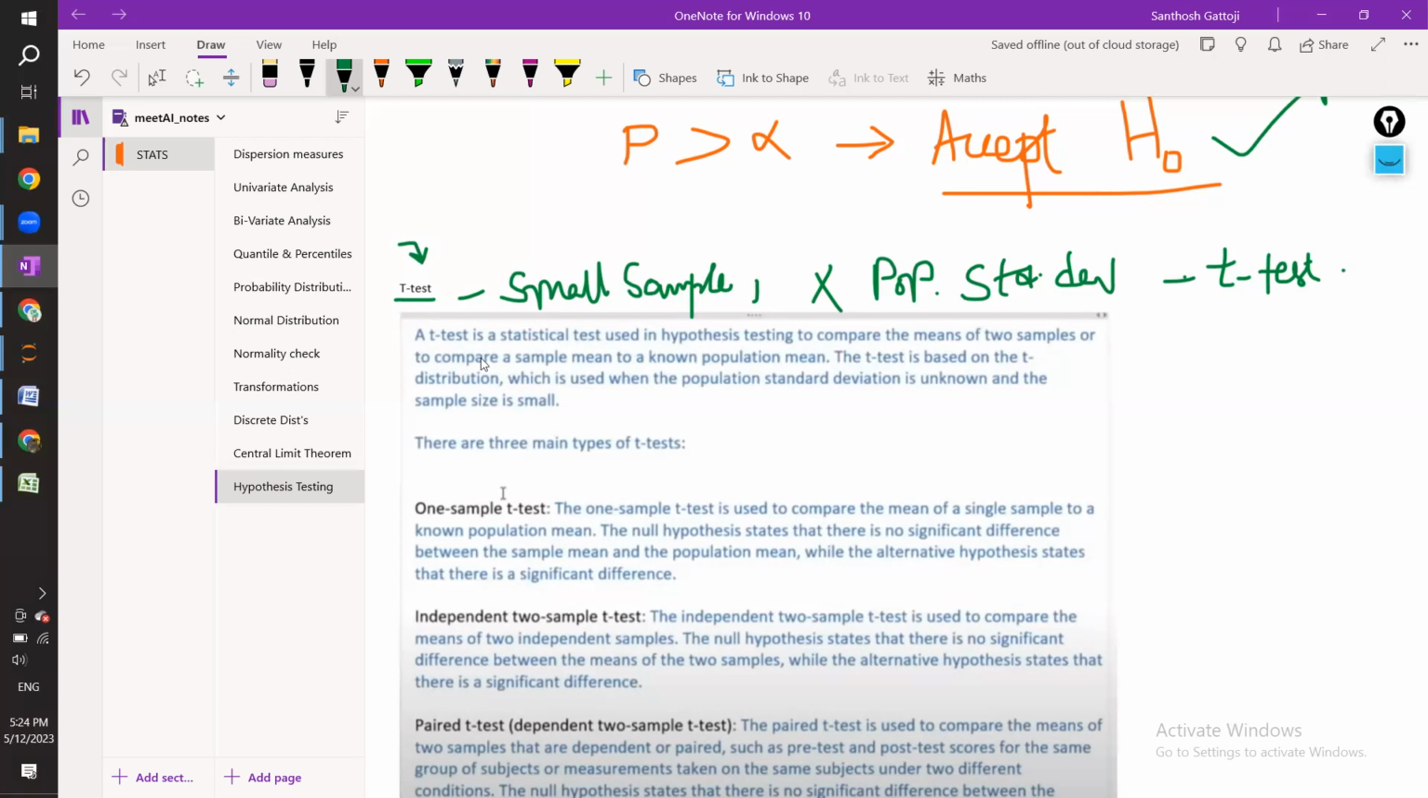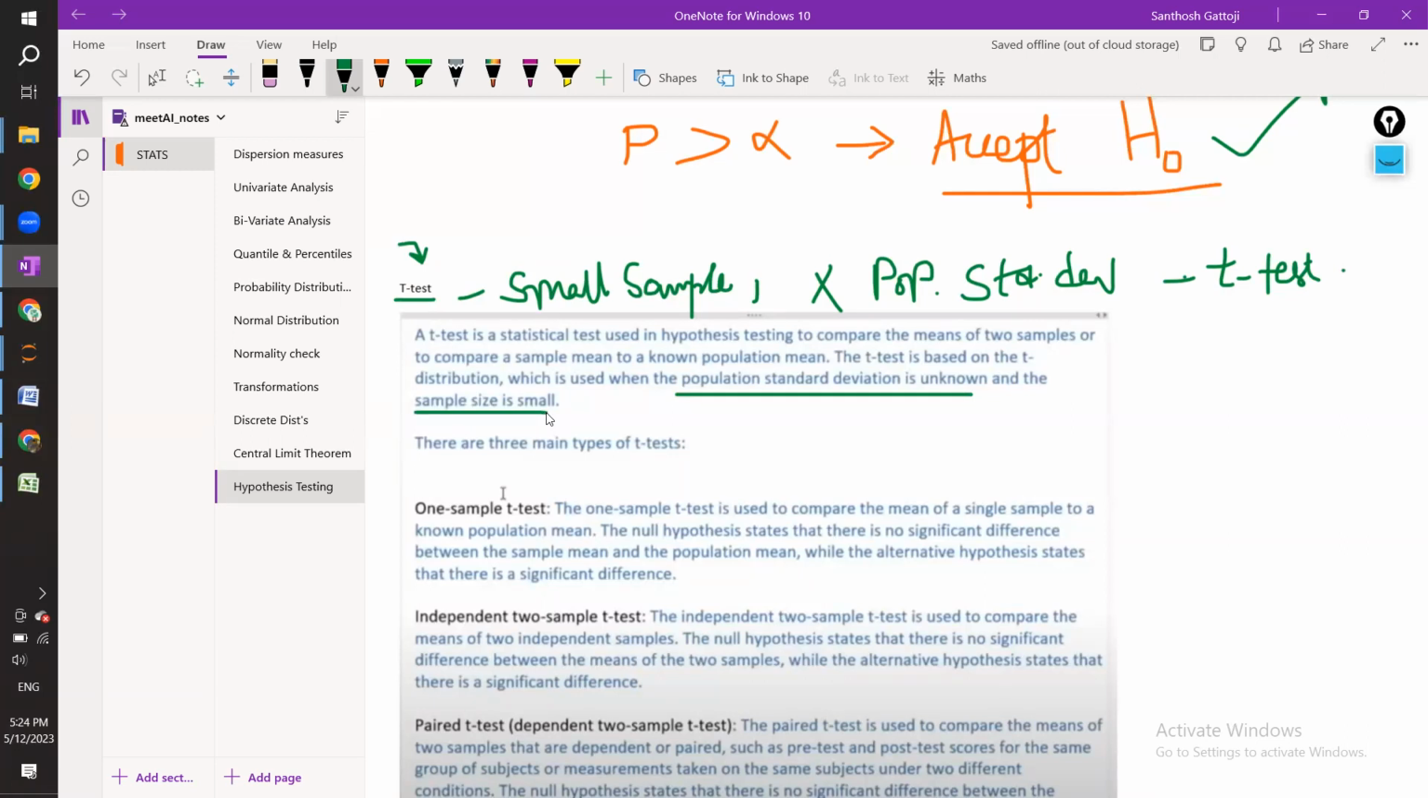A t-test is a statistical test used in hypothesis testing to compare the means of two samples, or to compare a sample mean to a known population mean, in different scenarios: when the population standard deviation is unknown and the sample size is small, mainly when you have a small sample.